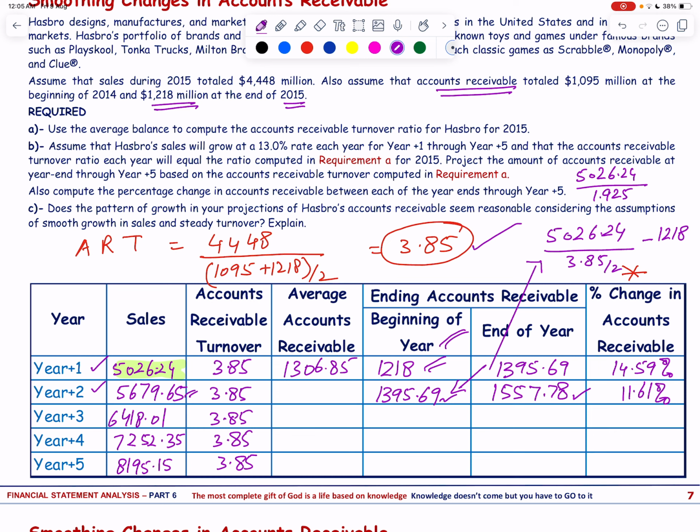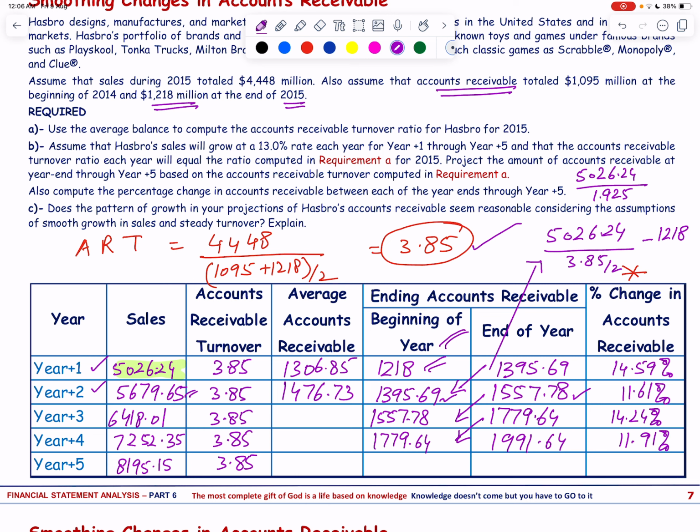And the average, obviously beginning plus ending divided by 2, so that will be 1476.73. In the same way, we will calculate for year 3, now this is going to be the beginning, 1557.78. The ending will be 1779.64, and the percentage change will be 14.24%. Then for year number 4, it will be once again 1779.64, and this will be 1991.64, and this is 11.91%.